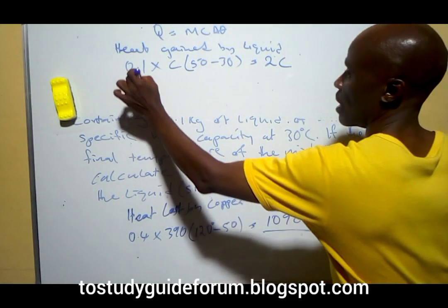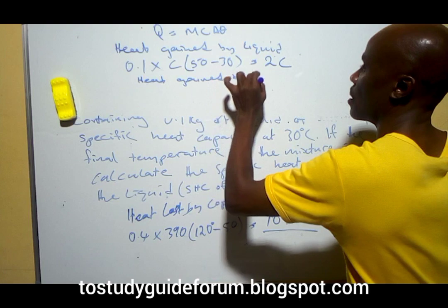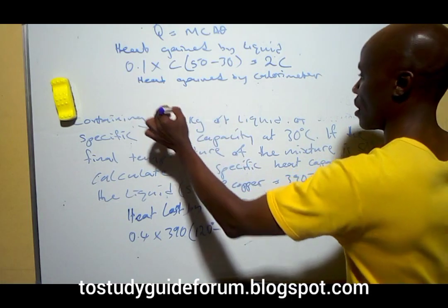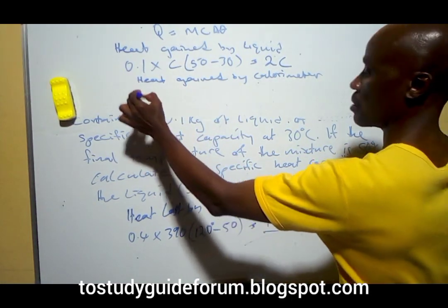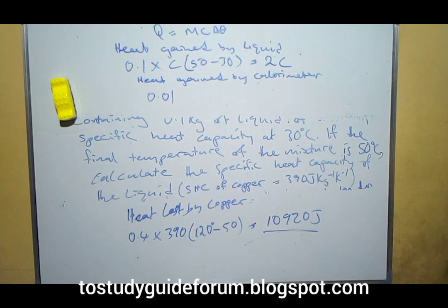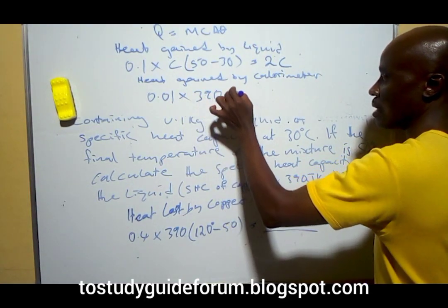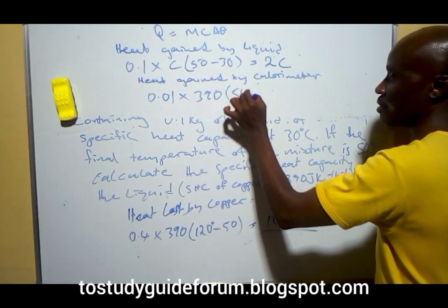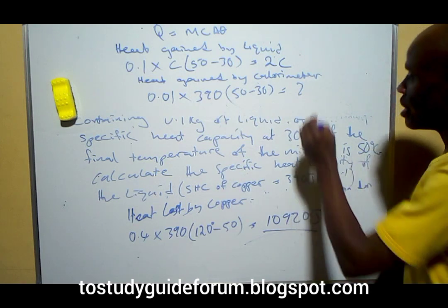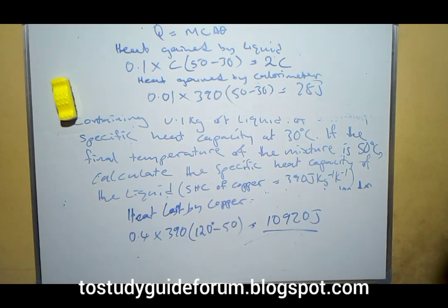Heat gained by the calorimeter. The mass of the calorimeter is 0.0901 times the specific heat capacity of the calorimeter, since it's copper, and then the change in temperature will be 50 minus this. That will give us also 78 joules. So we have all the things we need.